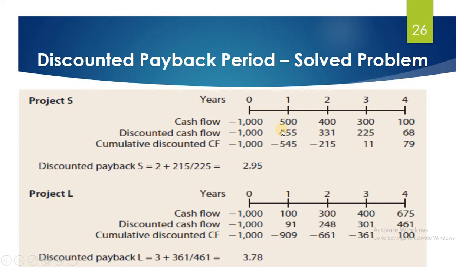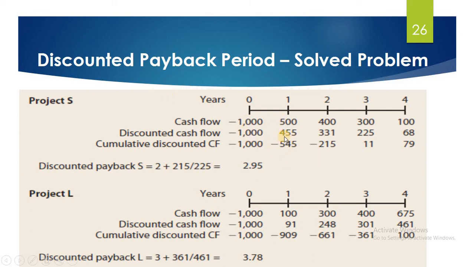Now, present value of this $500 with 10% discount rate is $455. Similarly, present value of $400 with 10% discount rate is $331. Then the discounted cash flow for year 3 is $225, and for the final year is $68. Now we need to calculate cumulative discounted cash flow, which is simply minus 1,000 for year 0.